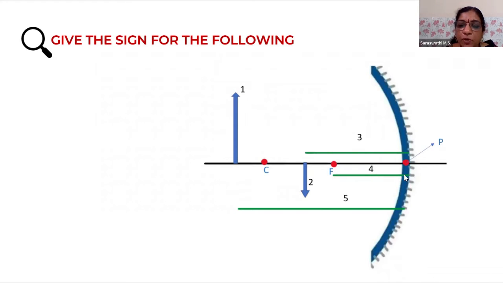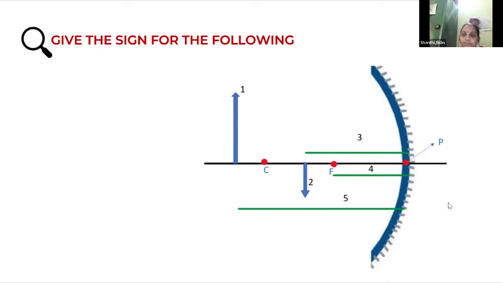The distance between the pole and the focus, what is it called? Focal length. Is it positive or negative? Negative. In this case, negative, because it is on the left hand side. What about u here? Negative. u is also negative because it is on the left hand side. Is it clear? Yes, ma'am.